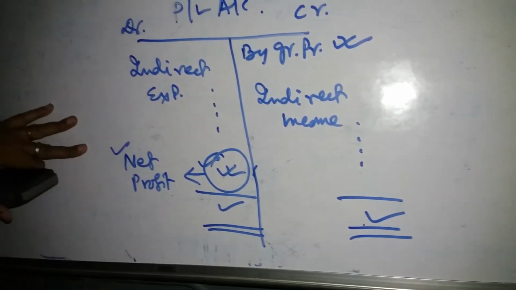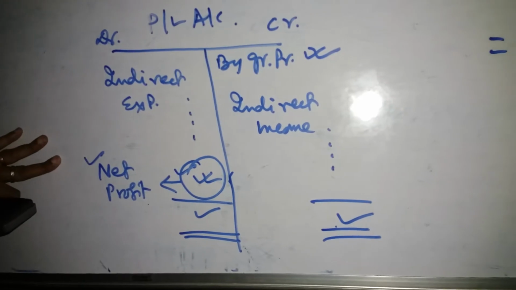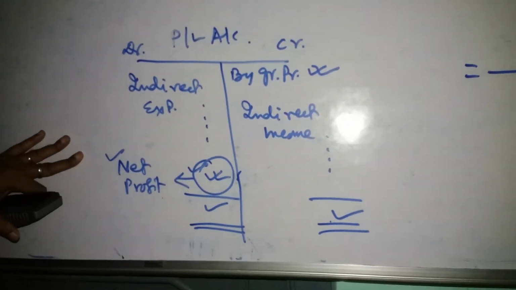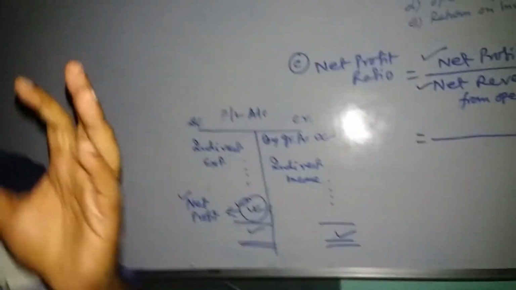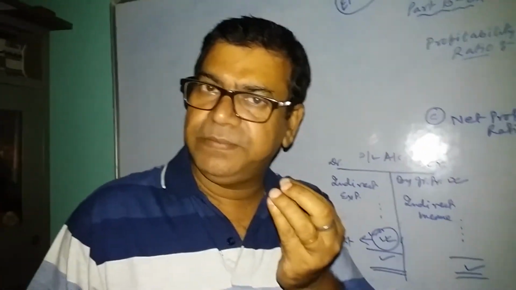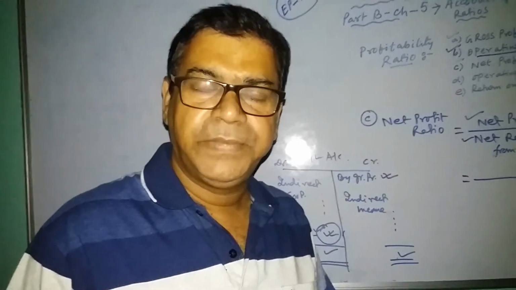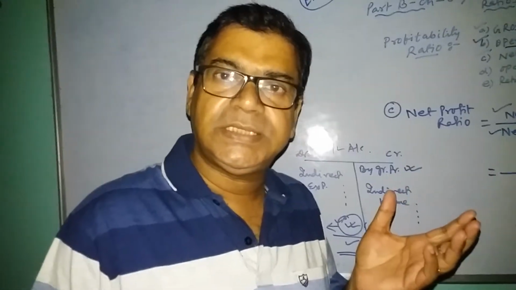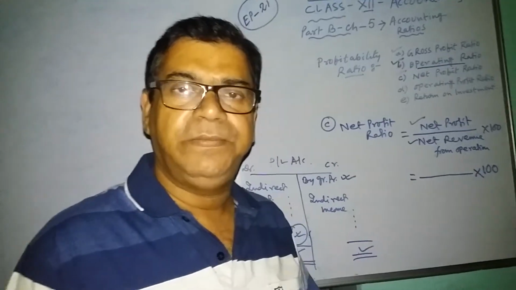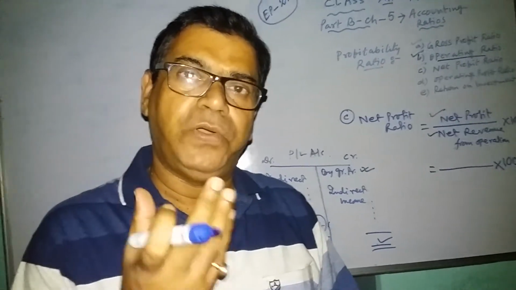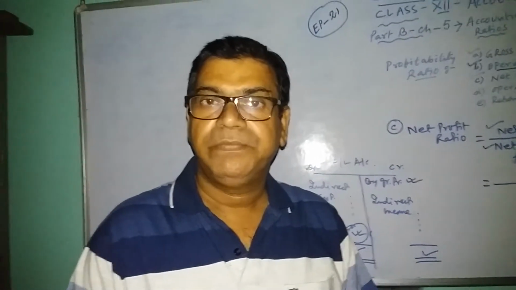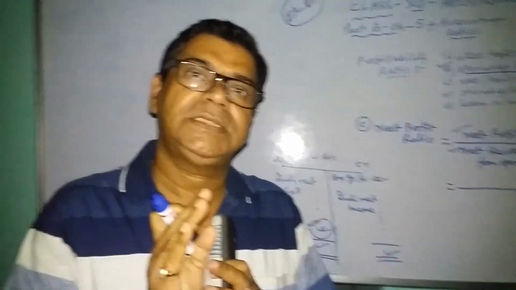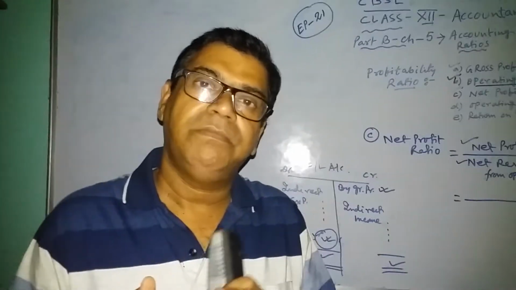So this net profit we need for the formula. If in the question gross profit amount is given, and a few indirect income items and amounts are given, and a few indirect expense items and amounts are given, then we can form a formula of net profit. In which way? Gross profit plus indirect income minus indirect expenses.